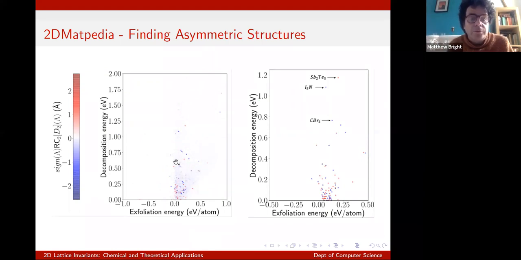Well, luckily in this 2D Mappedia, there is some data that helps us to do that. There are a couple of energy measures that we can use. The decomposition energy is notionally the energy it would take to pull a structure apart. Ideally, we want this to be quite high. If it's close to zero, that means this thing is just going to explode. If you can even put it together, it's going to fall apart, possibly quite violently, when you try and make it.